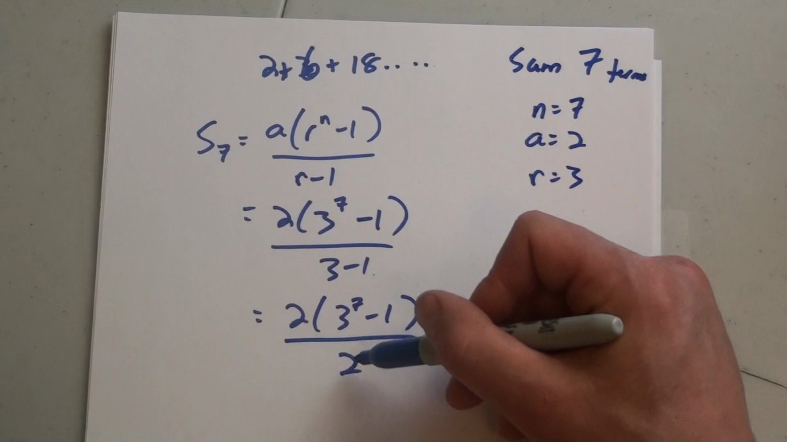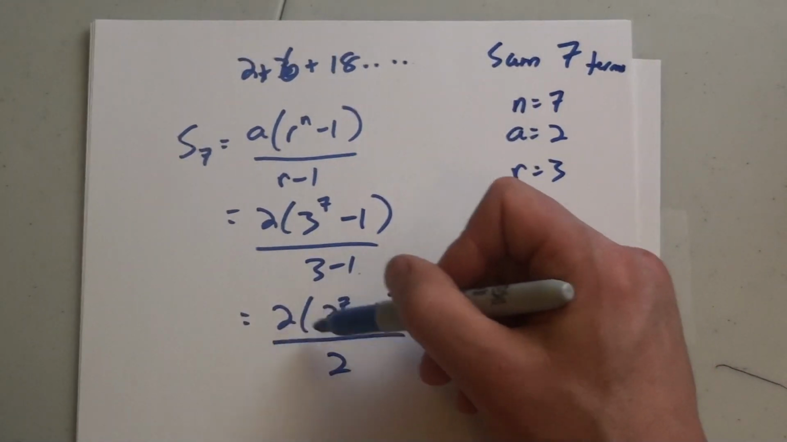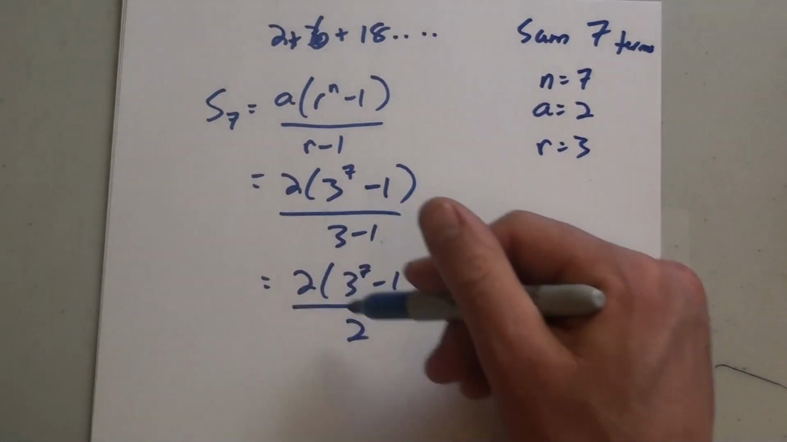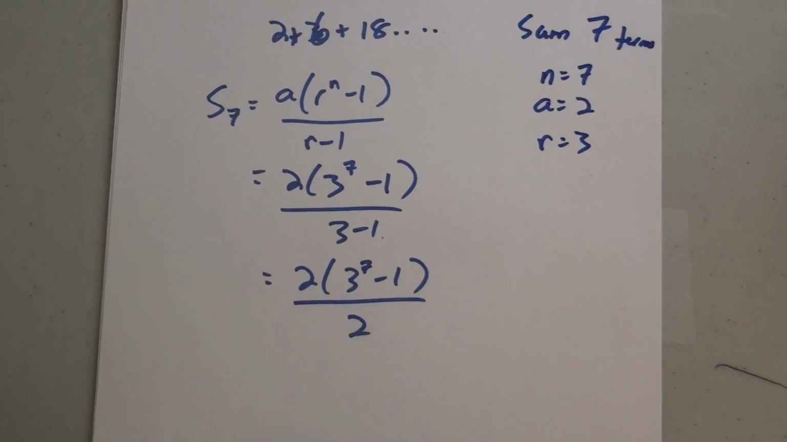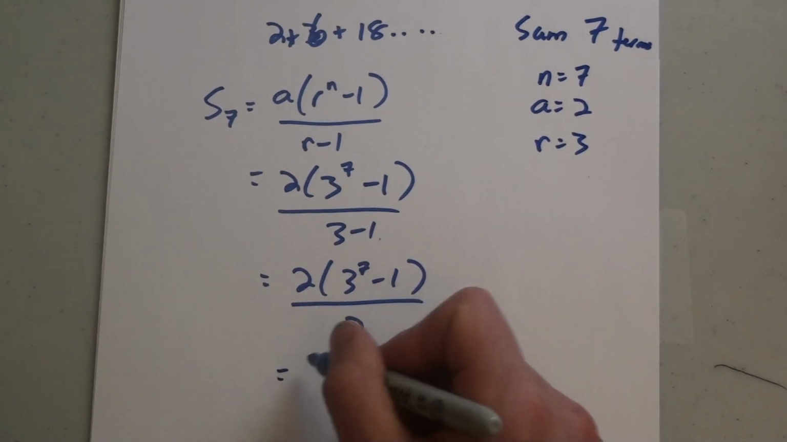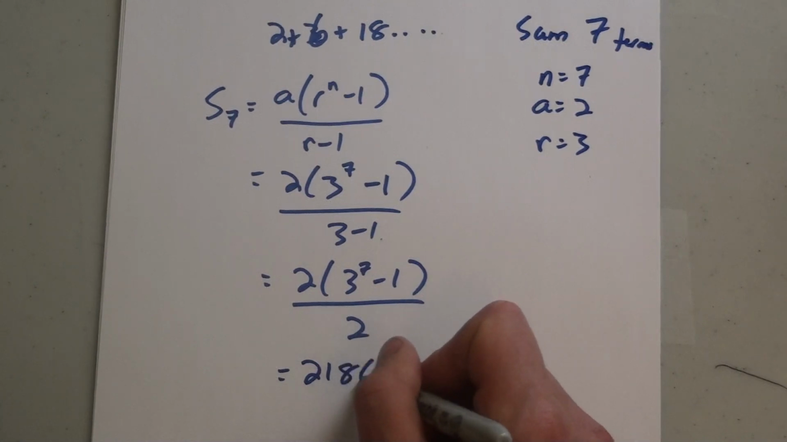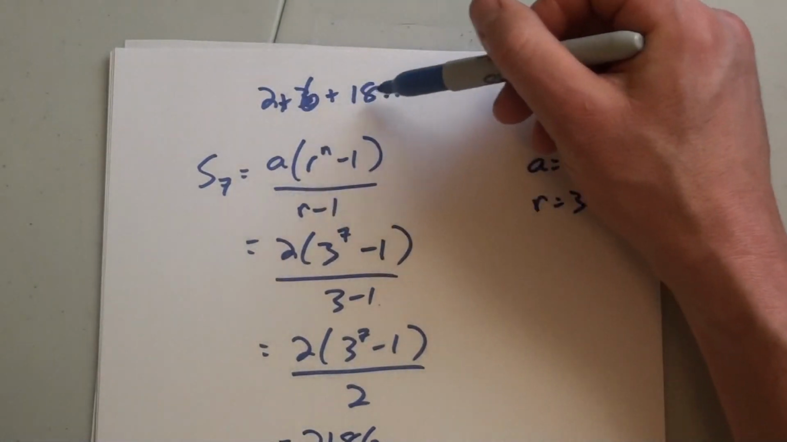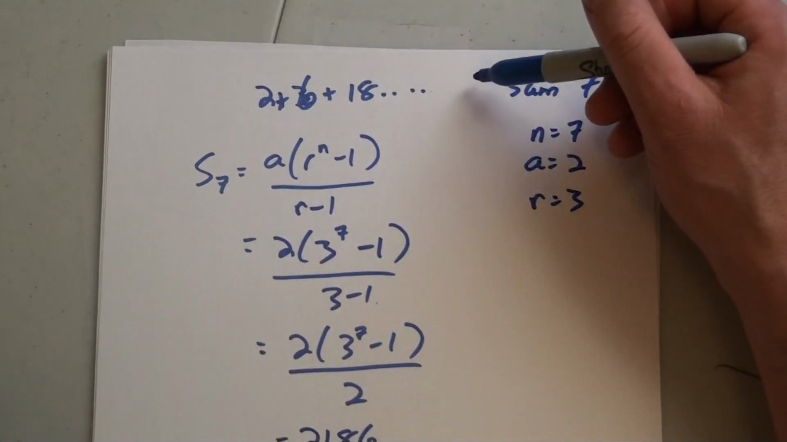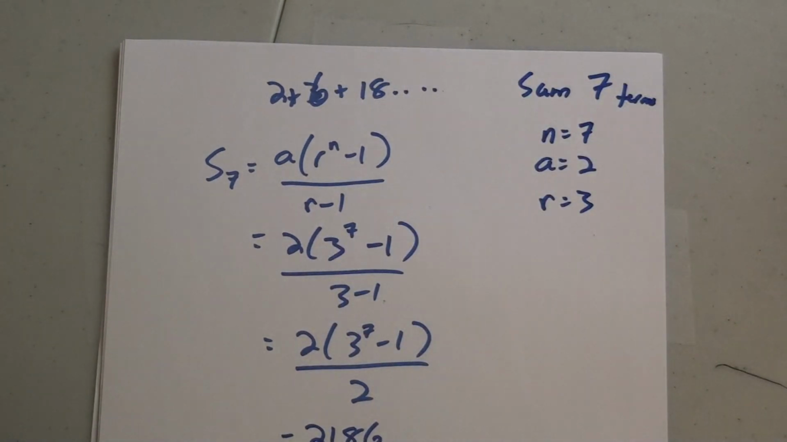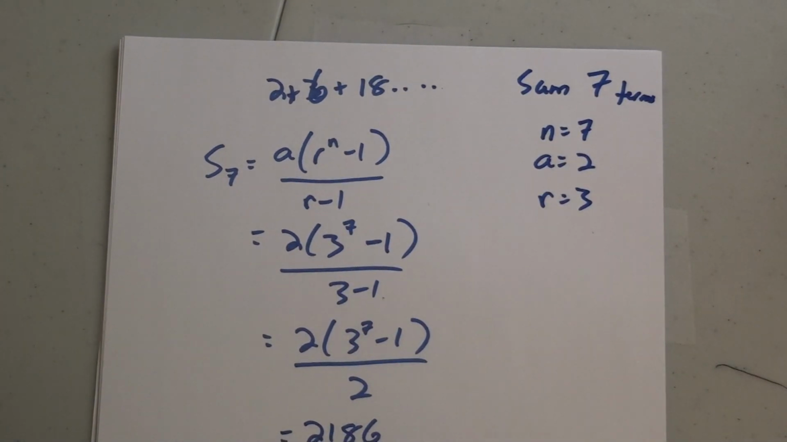Now I have a 2 on the top and the bottom. In this case, they're going to cancel out. That often is not the case, but in this case they do. So I can just simply do 3 to the exponent of 7, and then subtract 1 from it, and it'll give me the sum of what that series all adds up to, and I'm adding the first 7 terms together. I could keep on going. I don't need to know what the 7th term is, but I do know how to add them all up.